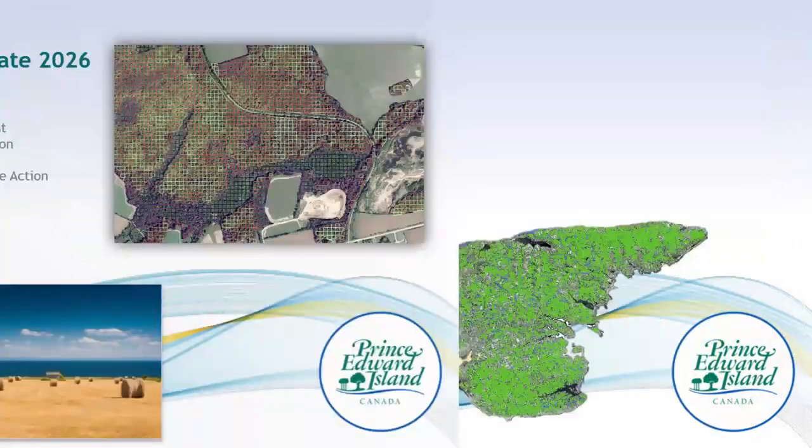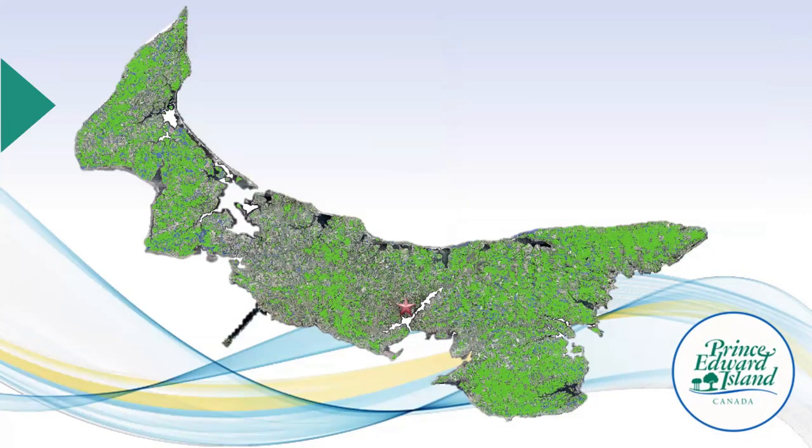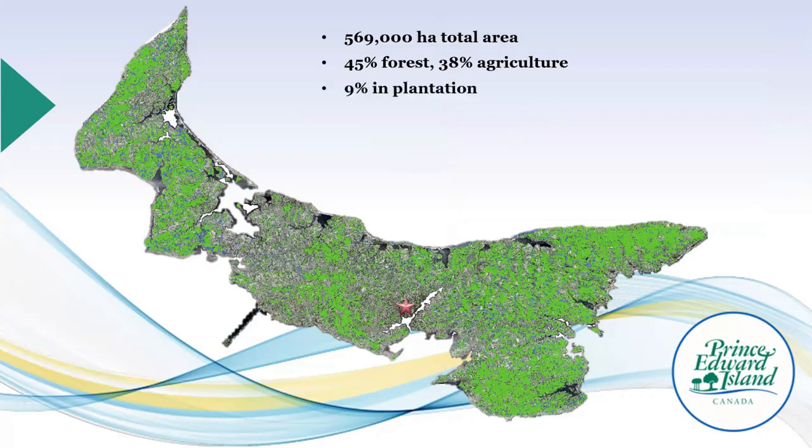Just a quick overview: here is Canada's smallest province, Prince Edward Island. Our capital, Charlottetown, is highlighted there with a star, and I have our forest highlighted on our ortho imagery here. So the full province is about 5,700 square kilometers. And to a lot of people's surprise, that's nearly half forest, 45% forest and 38% agriculture, the rest being some wetlands and developed areas. Of our forest, 9% of the area has been planted and is currently in a plantation.